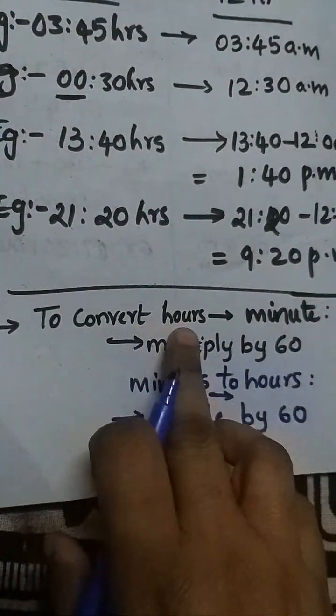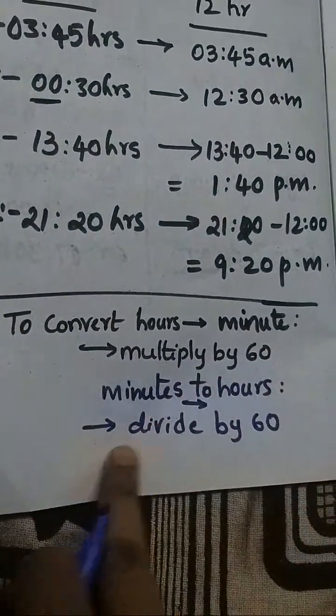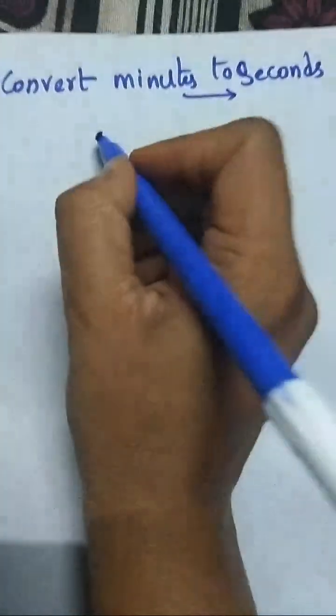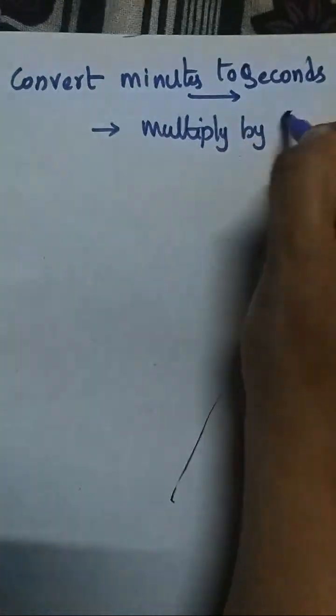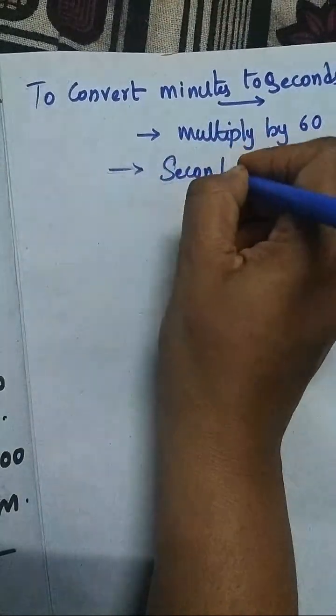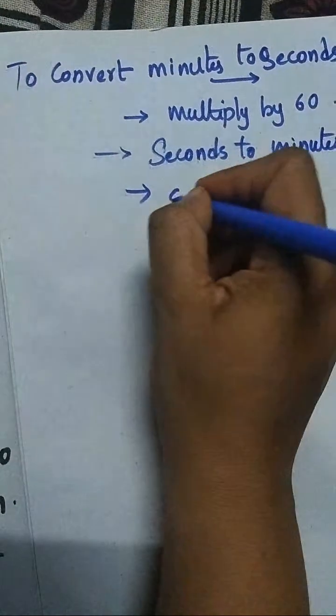Okay, to convert hours to minutes, multiply by 60. To convert minutes to hours, we have to divide by 60, and vice versa. Now to convert minutes to seconds, then what we have to do? Multiply by 60. Minutes to seconds, we have to multiply. To convert seconds to minutes, we have to simply divide by 60.